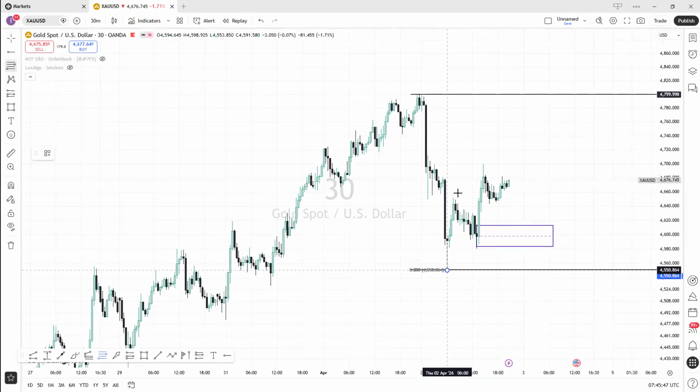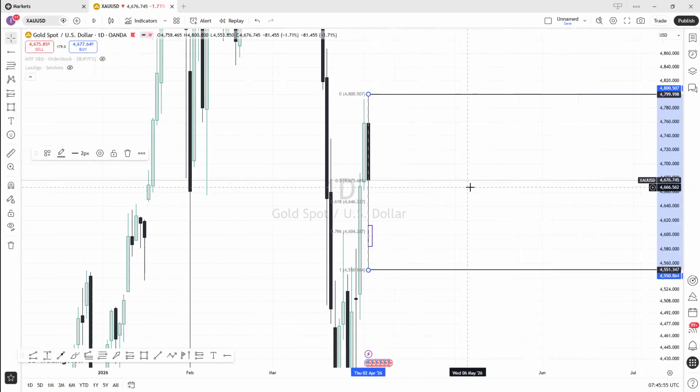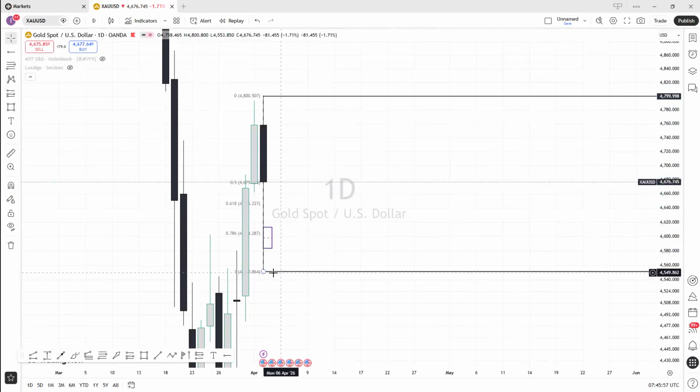When we apply Fibonacci to trace that area, no, let us return back to the time frame to mark that out correctly.